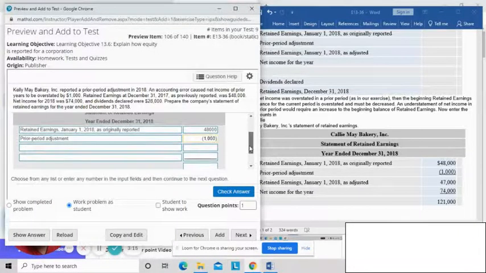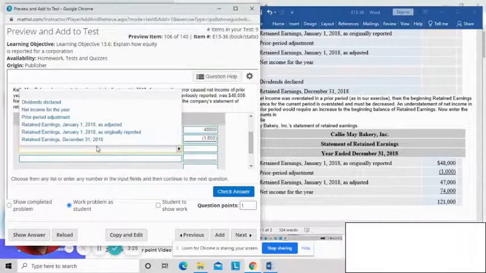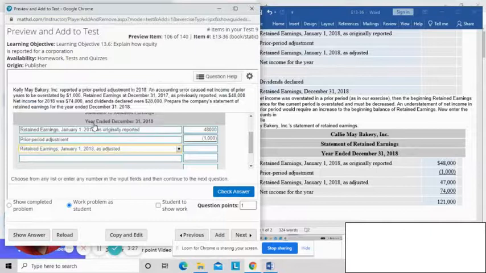The difference of the retained earnings originally reported and the prior period adjustment would give me the retained earnings for January 1st, 2018 as adjusted. That's going to be my column here. The adjustment after the prior period adjustment gives me a value of 47,000, which is 48,000 minus 1,000.